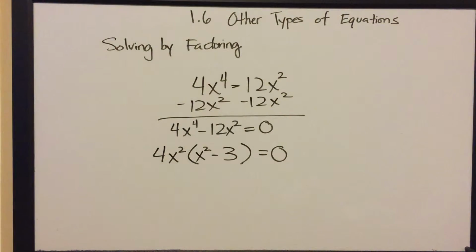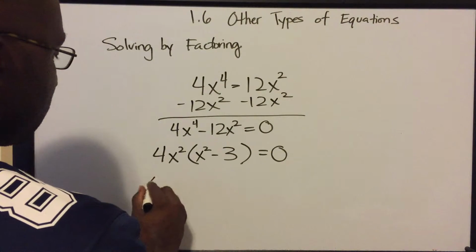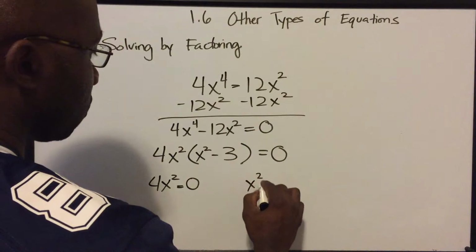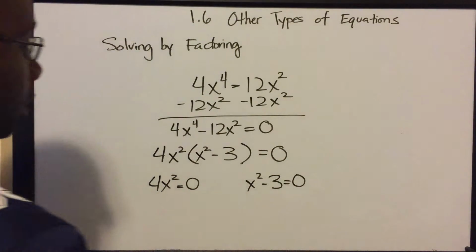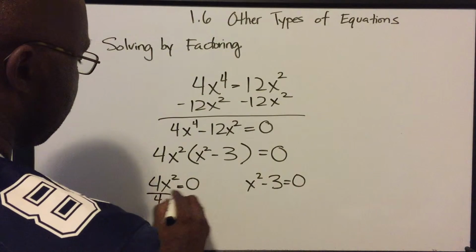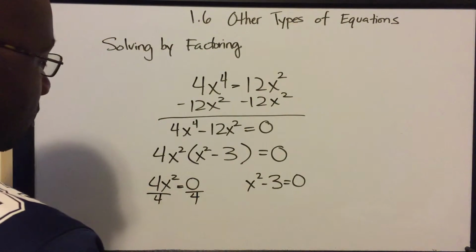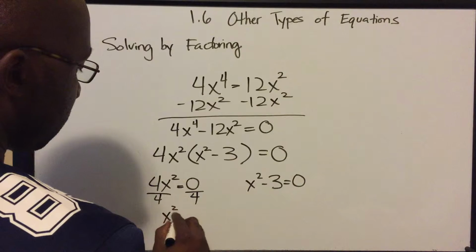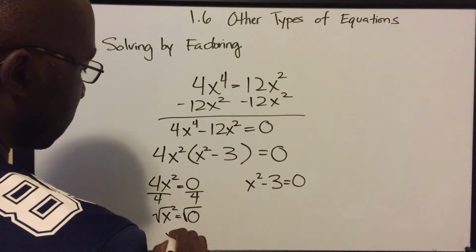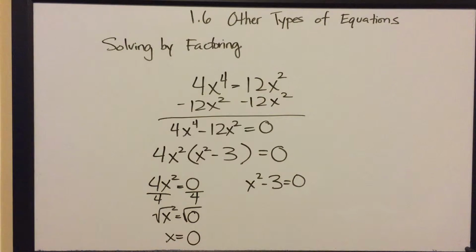Now that we have factored that out, we still have to solve this. In order to solve it, we set both of these factors equal to 0. So we say 4x squared is equal to 0, and x squared minus 3 is equal to 0. If we set 4x squared equal to 0, we divide both sides by 4. Doing that, x squared is equal to 0. If we take the square root of both sides, x is equal to 0 for that one.